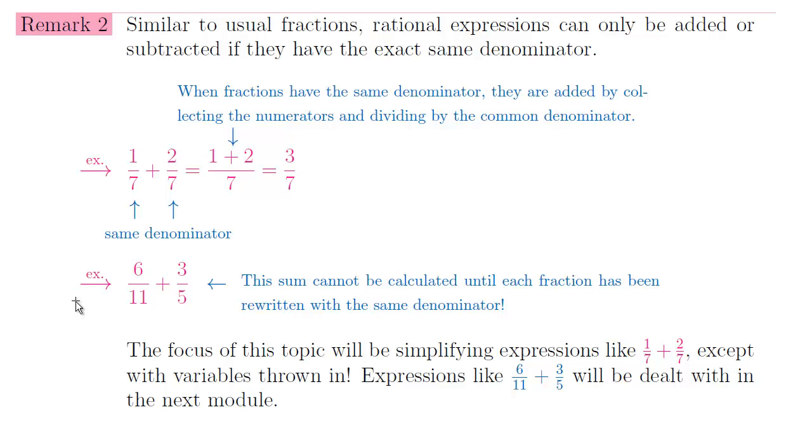However, if we tried to add 6/11 plus 3/5, because these denominators are not the same, they cannot be added together. That is, they cannot be added together until we get them into like denominators. We're going to focus on this type of expression where you have different denominators in the next coming modules. But for now, we're going to focus when two fractions or rational expressions have the same denominator.